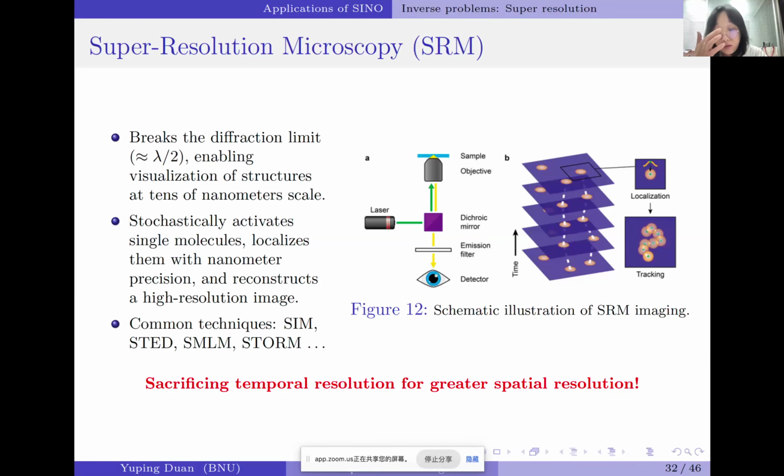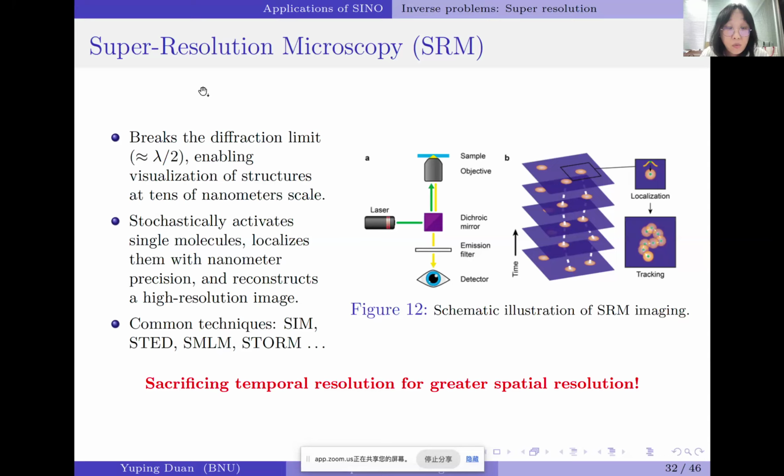Now I move to an inverse problem, the super-resolution microscopy. The goal is to achieve spatial resolution beyond the diffraction limit and reveal very small tubular cellular structures.